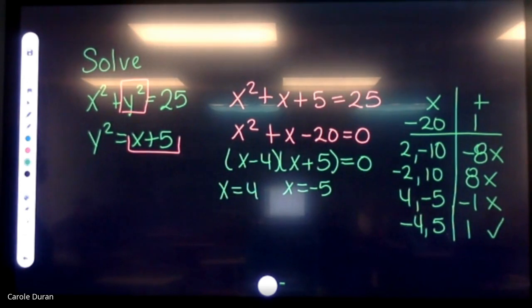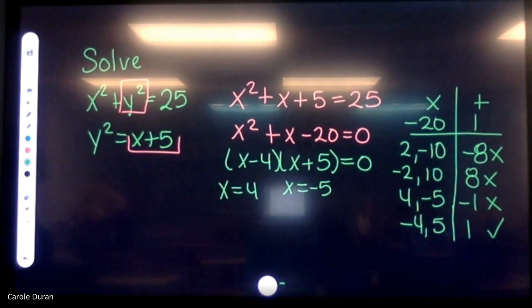What do I do next? Is that my final answer? No, I'm still missing my y coordinates. So what do I need to do with those x's? What do I do with those x's, everyone? Plug them back in. I want the simplest equation. Which one of those is the easiest to look at and work with, do you think?